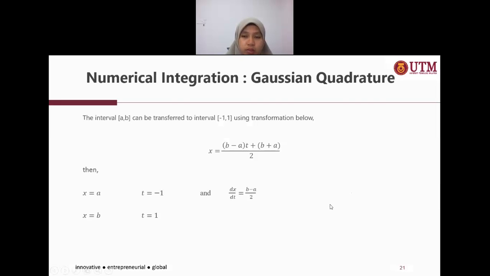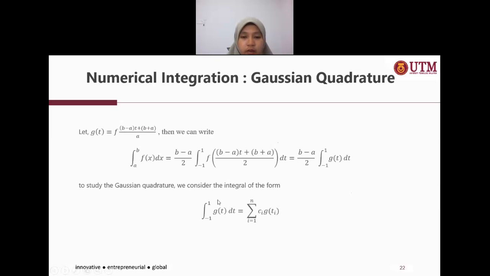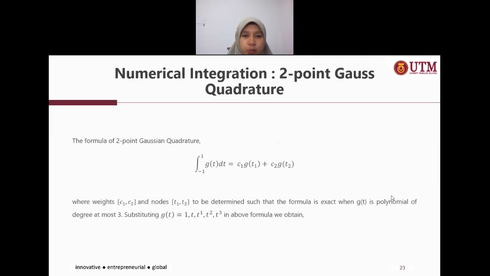The third method of numerical integration is Gaussian quadrature. To use this Gaussian quadrature, we must transform our interval from [a, b] to [-1, 1]. So it only has one range, which is -1 to 1. After we derive, we can consider the integral of the form like this. We call this the n-point Gauss quadrature.